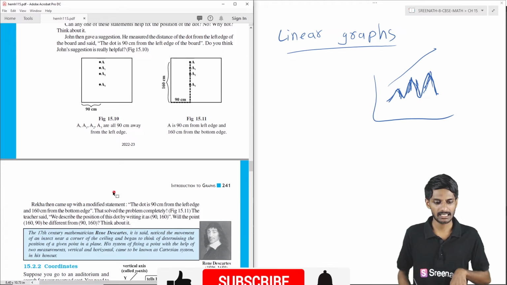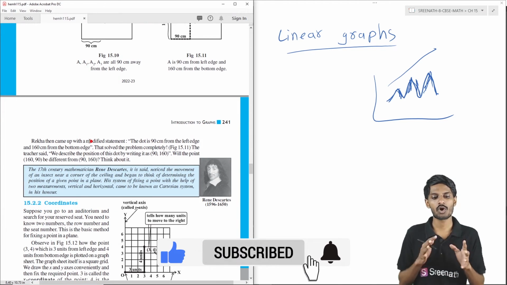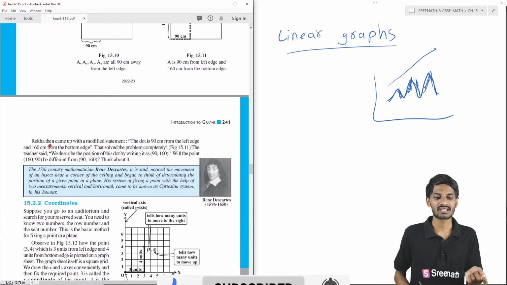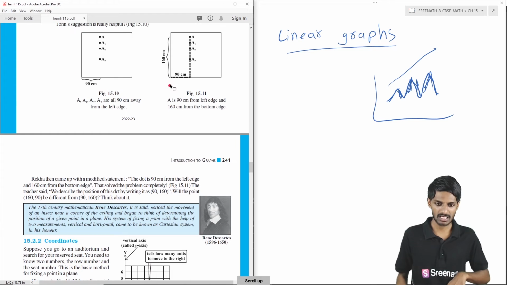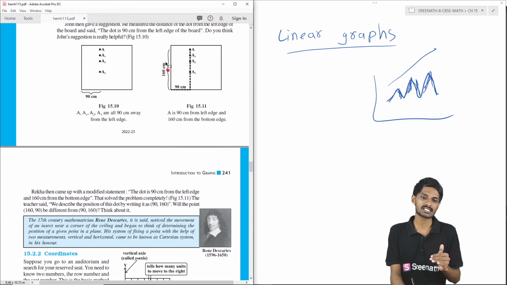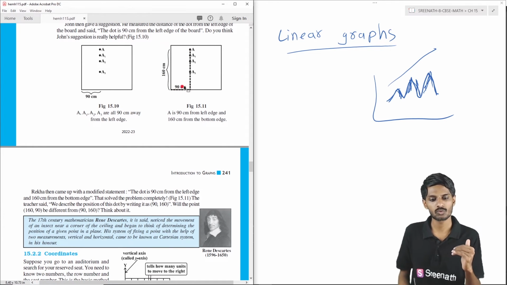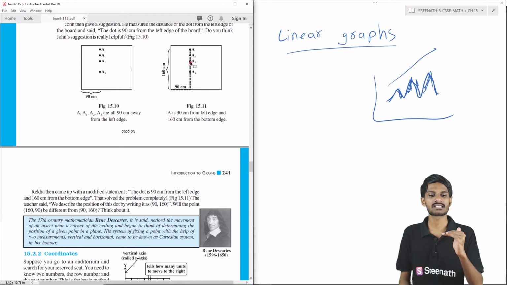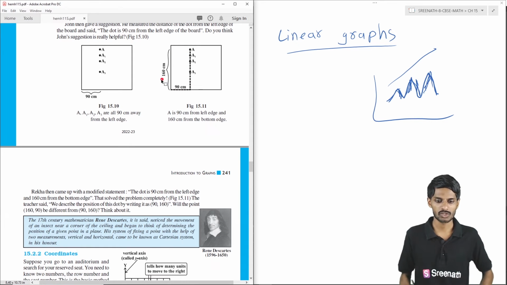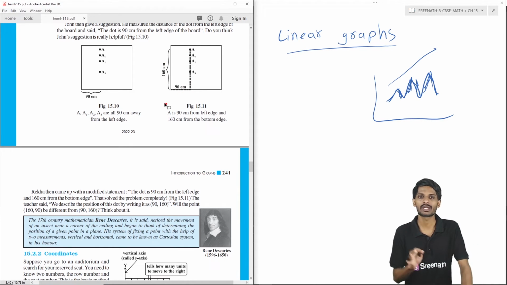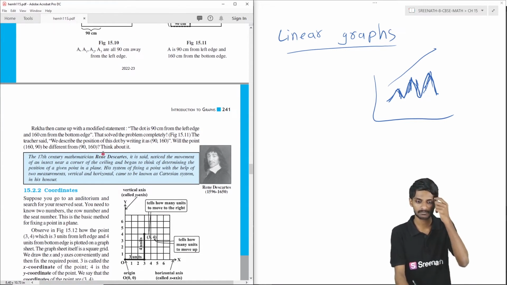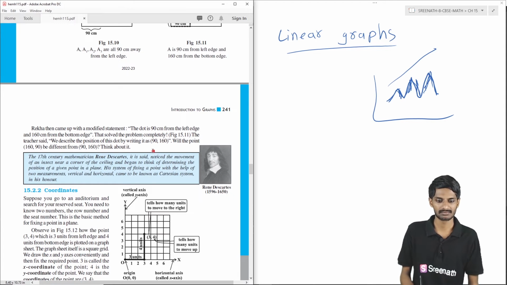Finally Rekha came up with a modified statement. She says the dot is 90 centimeters from the left edge and 160 centimeters from the bottom edge. So this is the final conclusion. First we move 90 centimeters from the left, and then we move 160 centimeters from down to up. Finally you will get this point, which is the location of that point. So by using these two measurements, we can clearly locate the position of a point, students. We represent that information as (90, 160).